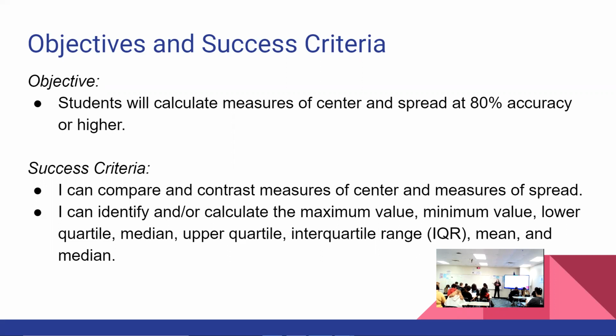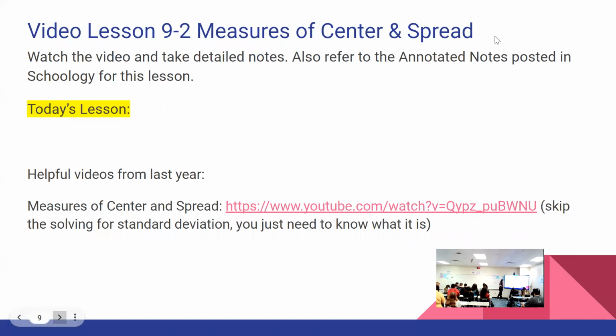You should be able to know the difference between measures of center and spread. There are a lot of terms on your note page, but the ones you will be tested on are the ones I listed here, which is basically all of them. You need to be able to identify your maximum value, minimum value, lower quartile, median, upper quartile, interquartile range, mean, and median. You will see all of that on your test next Friday.